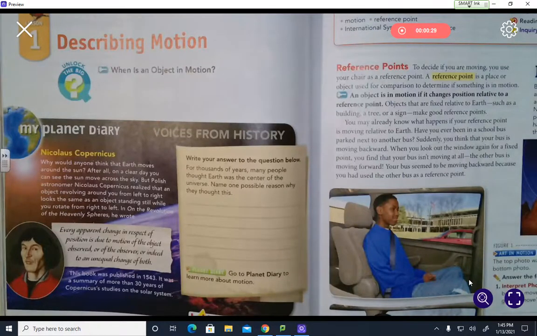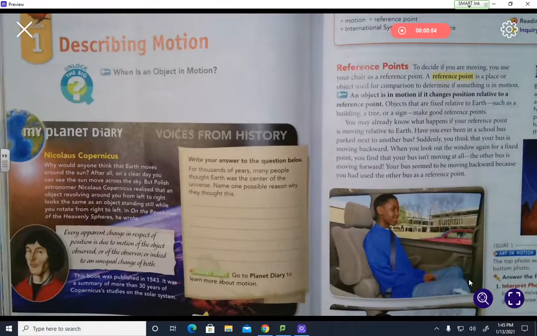All right. When you are done, we are going to be able to describe when an object is actually in motion. Some vocab words we're going to learn about are motion and reference point. We're going to learn about the International System of Units, which we've already talked about, and we're going to learn about distance. So let's get started.